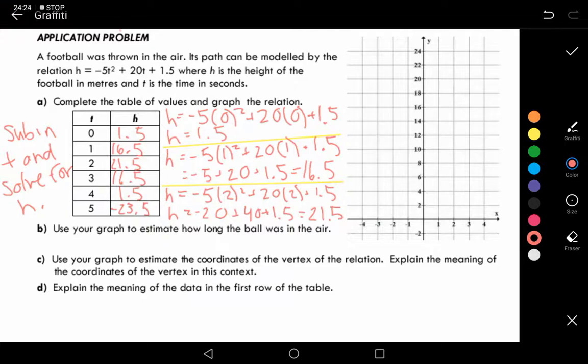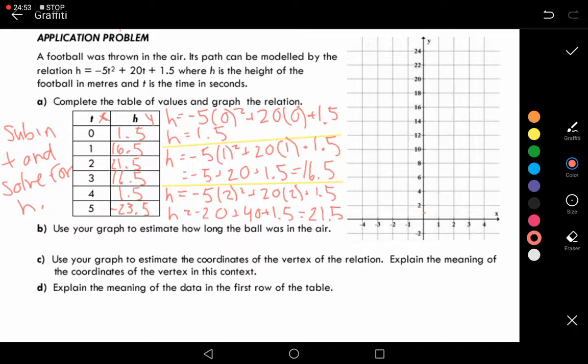The t is the same as our x, and the h is the same as our y. So we have 6 coordinate points that we need to graph on our graph here. So again, you're just drawing or making a dot on those points and then connecting them. So we have 0, 1.5. Because these are decimals, you're going to have to estimate a little bit on the placement.